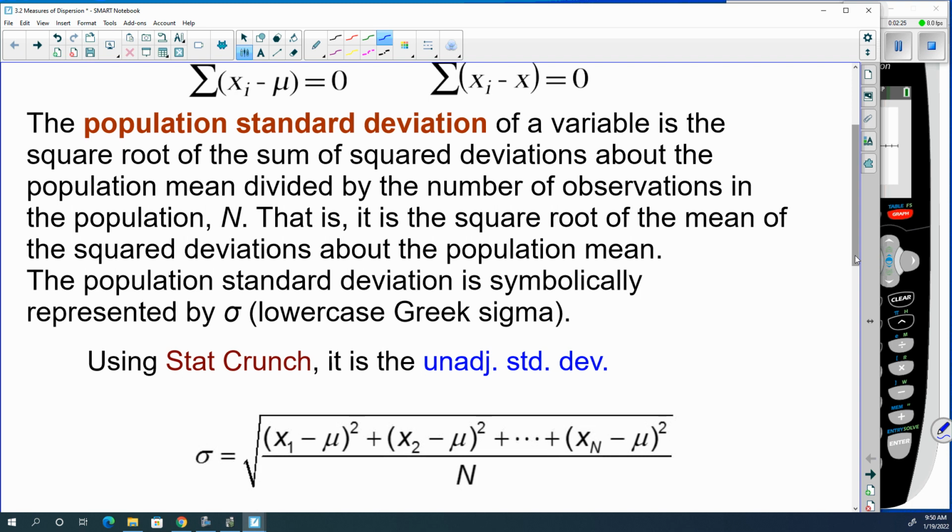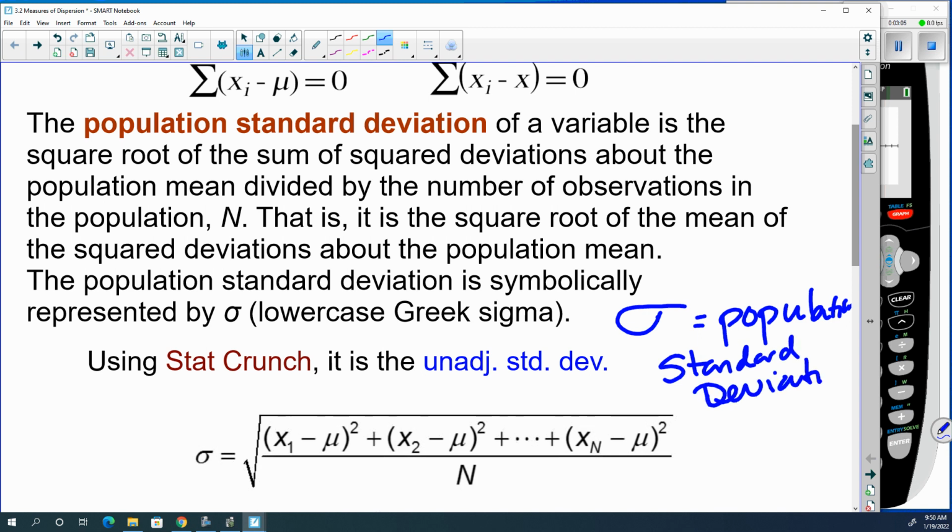Okay, so the population standard deviation of a variable is the square root of the sum of the squared deviations about the population mean divided by the number of observations. That is, it's the square root of the mean of the squared deviations from the population mean. And it says the symbolic notation they use is the lowercase Greek sigma. So the lowercase is that symbol right there. If you see that symbol, they're talking about the population. You need to know that one's the population standard deviation. So that's the entire group.